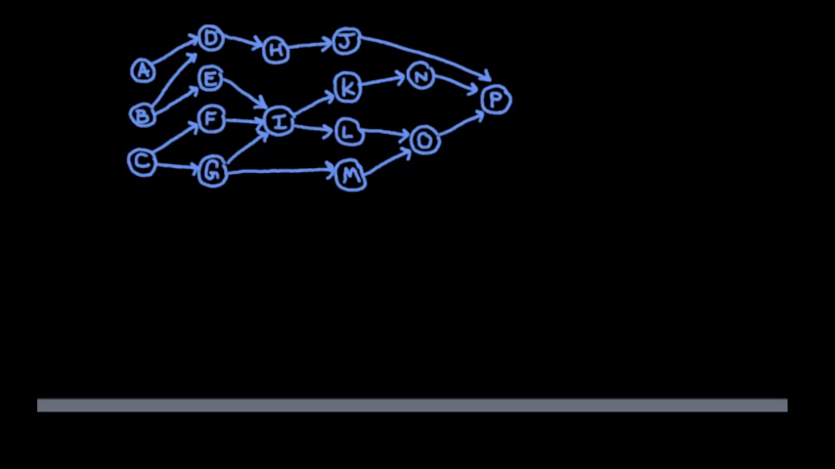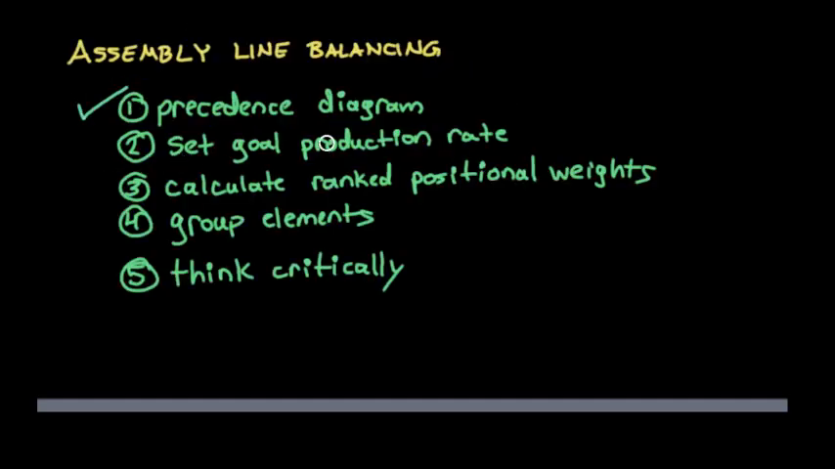The other thing we need to know about this precedence diagram is how long each of these tasks take. So we'll go ahead and write that in. We'll just assume that it's in minutes. Cool, precedence diagram is done. We'll check that off the list. Next, we need to set a goal production rate.